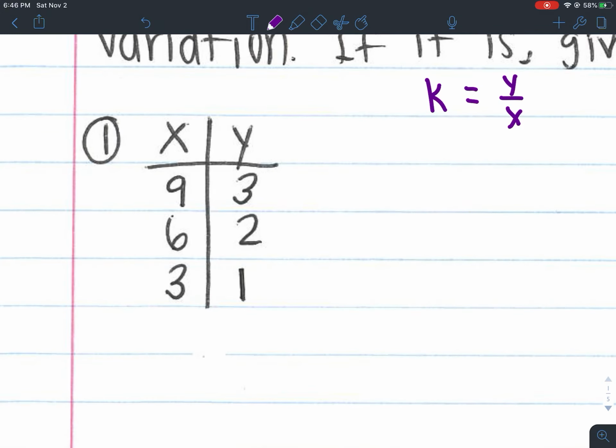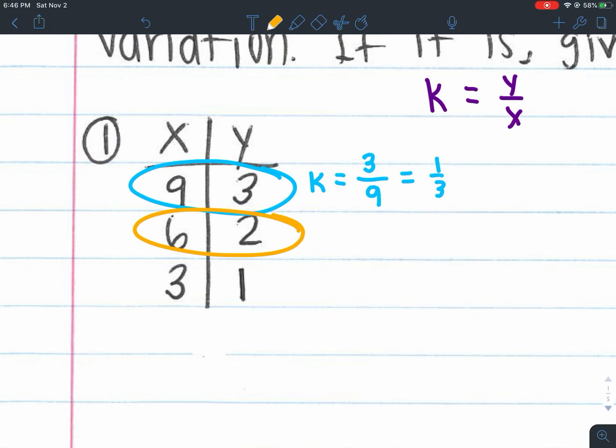So let's go ahead and look at the first table. We have the point 9, 3. Well, let's go ahead and do y divided by x here. If I want to do k equals y divided by x, what's my y? My y here is 3. And my x is 9. What does that simplify to? 1/3. Okay? Then you check for the next point.